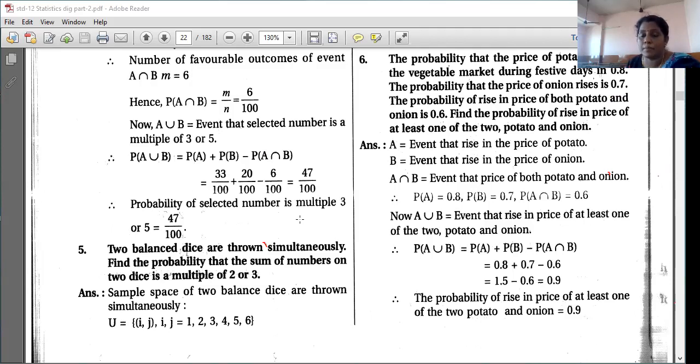Many students are asking whether you can write it in decimal or not, can we write 0.47 or not. Better to write it this way only, 47 upon 100. Okay. So this is the answer of your fourth sum.